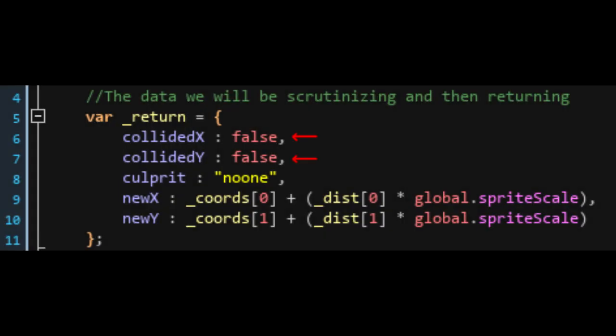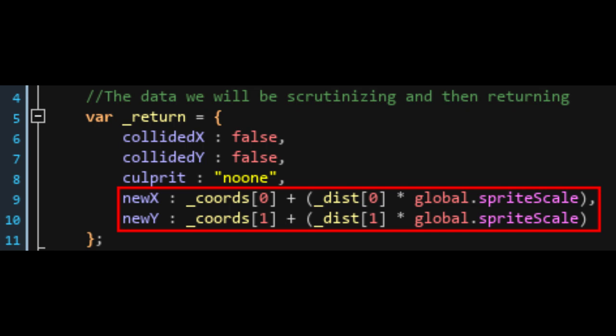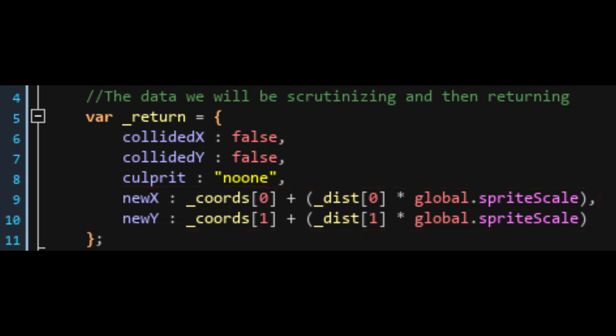Here's what the script needs to send back out. We'll be returning whether or not it collided in the X or Y directions, what object it collided with, if any, and our new coordinates. If we didn't collide with anything, then it'll just be our starting position plus our distance, otherwise it'll be a new position lining up with whatever we hit.